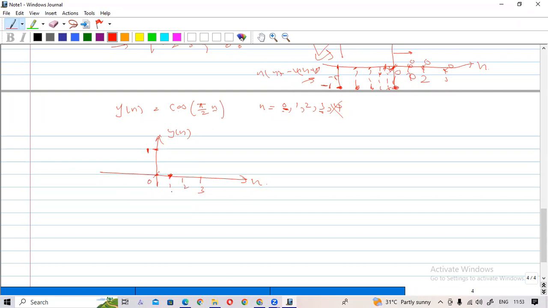You need to find the value of the first sample. So for n = 1, you have to substitute here.